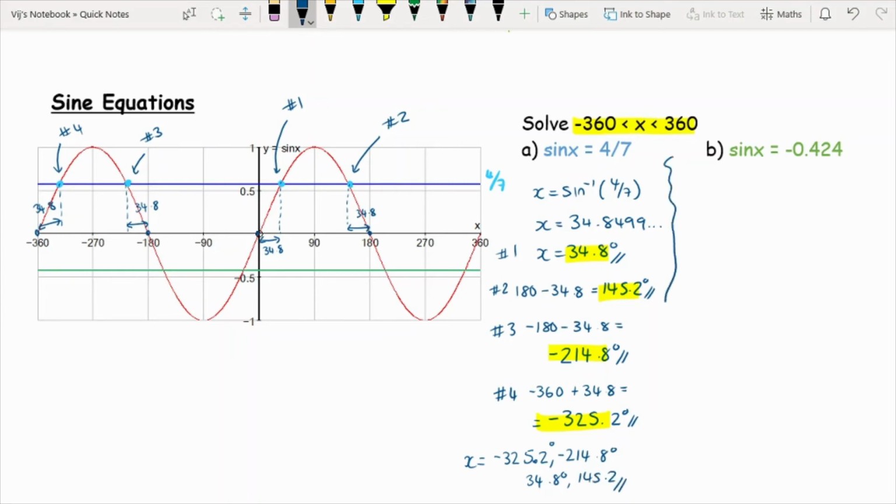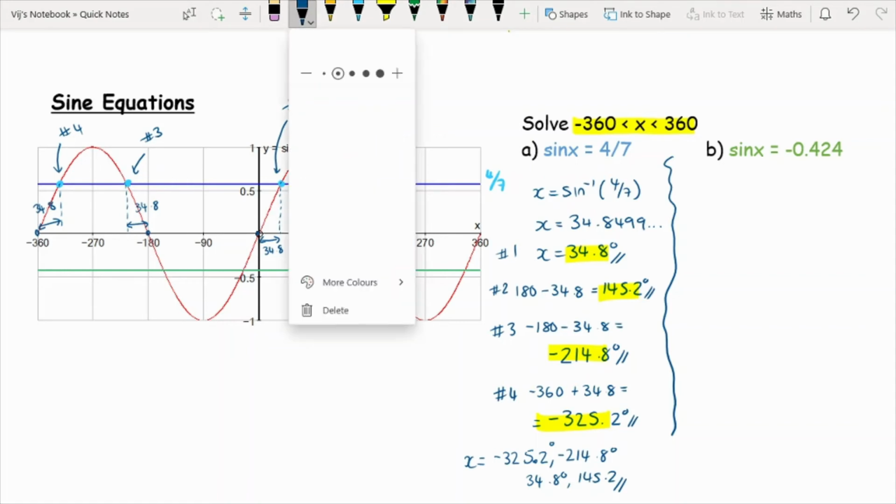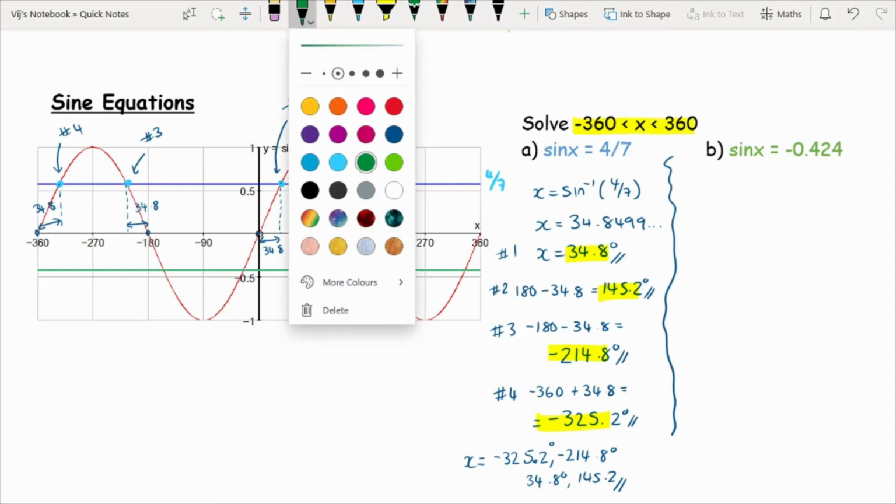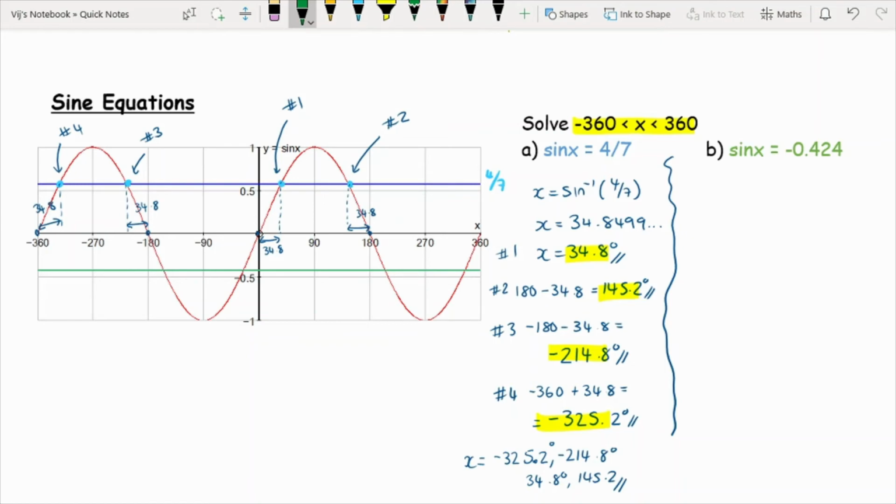So moving on to question B. So here we've got sin x equals minus 0.424. So again, as we've got y equals sin x, I'm now going to draw a horizontal line through minus 0.424, which I'm running out of space, so let's just do it over here. So this is minus 0.424, and as you can see from this, I've got one interception point there, another interception point there, another interception point there, and another interception point here.